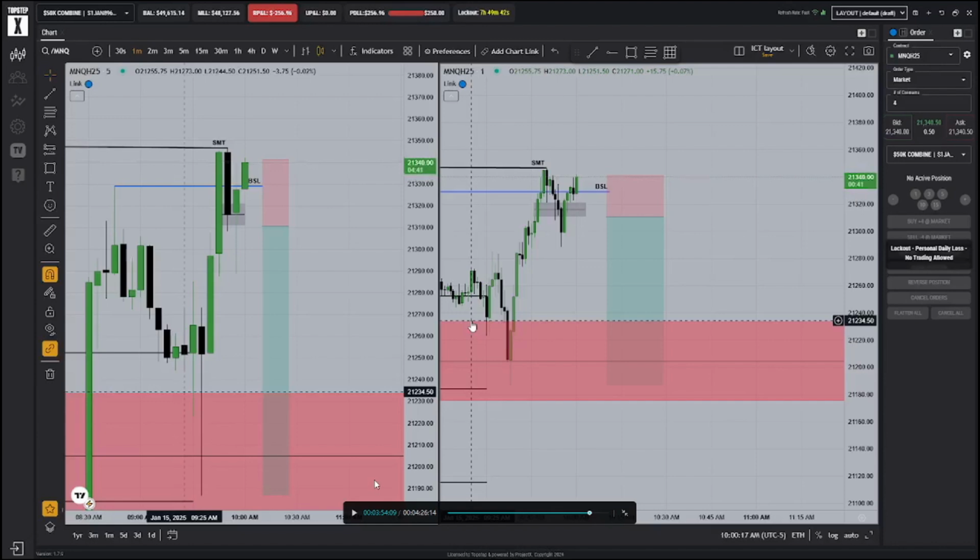Now, was I a bit aggressive on my entry? I believe I was a tiny bit aggressive on my entry because SMT was not fully formed at the time. It formed at 10 o'clock. It would have confirmed the SMT, but this was right at 10 o'clock.